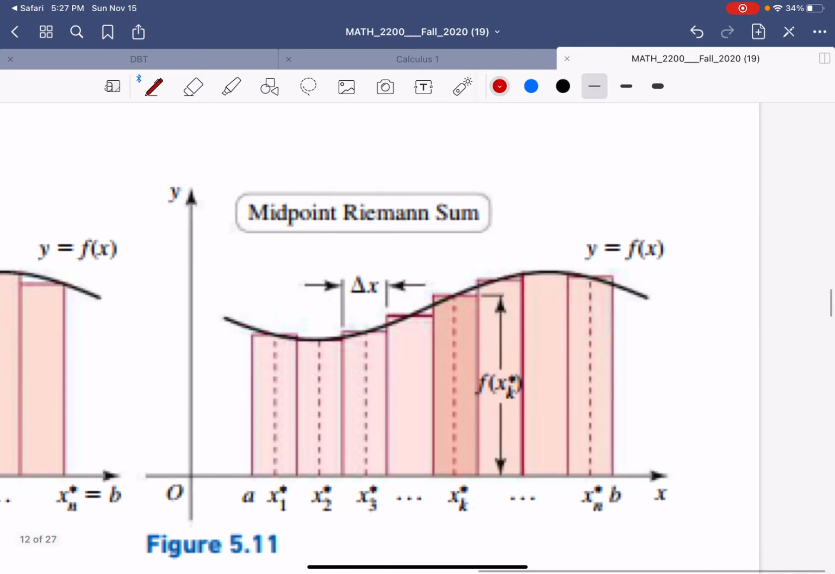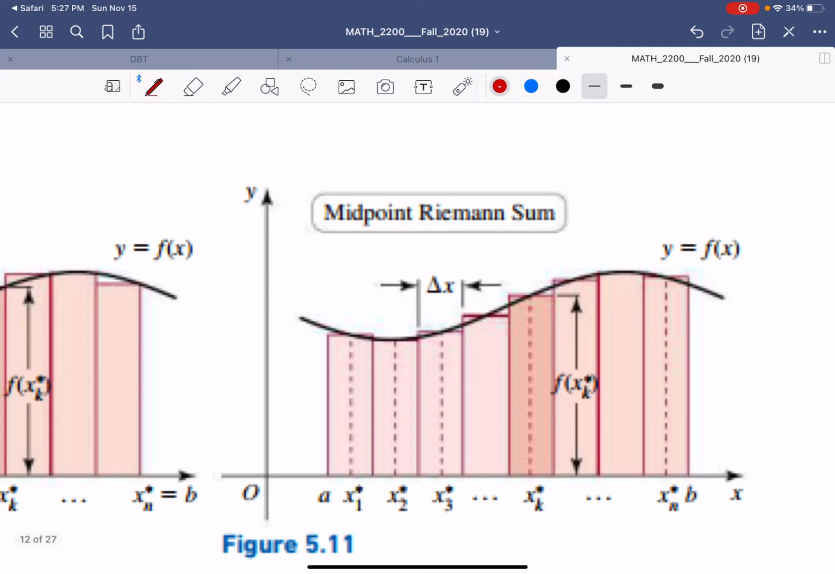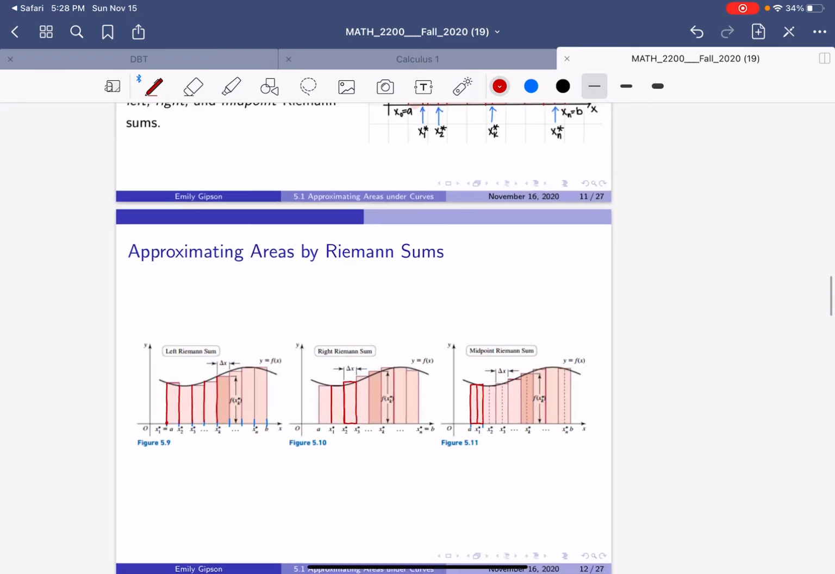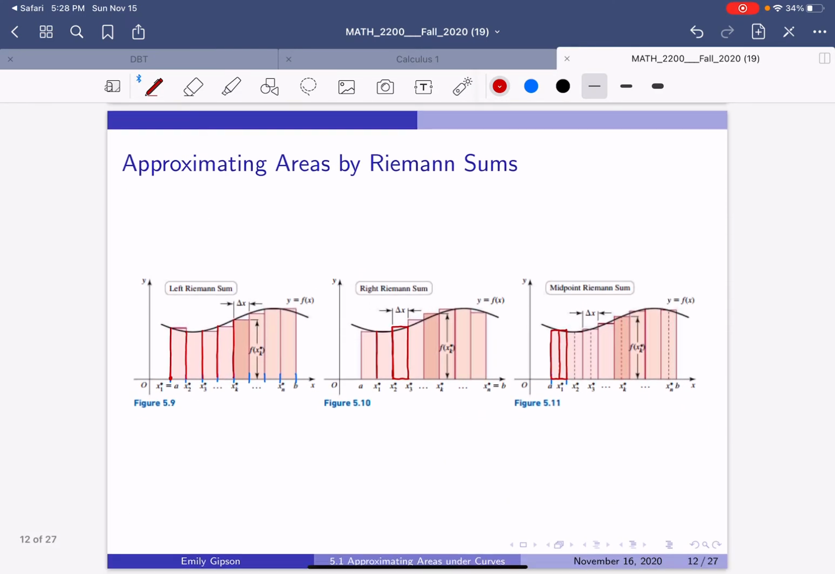Now the midpoint Riemann sum is, as you can probably guess, the most accurate of all of them because the overestimate and underestimate kind of match up with one another. I pick the midpoint of my subinterval, so if my subinterval goes here to here, I pick the midpoint, draw up until I hit my graph, then over both to the left and right, and I create my rectangle that way. So that's the left, right, and midpoint Riemann sums.